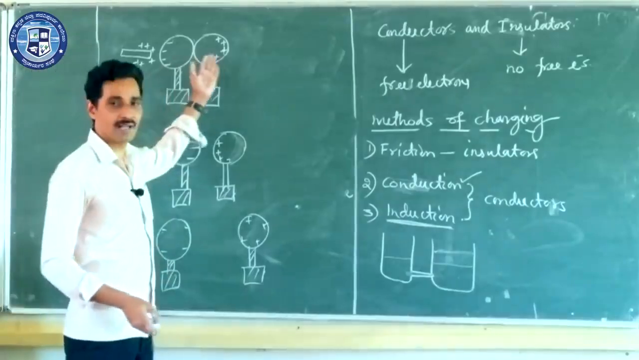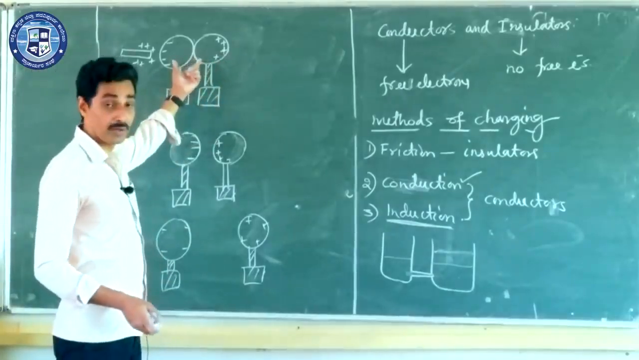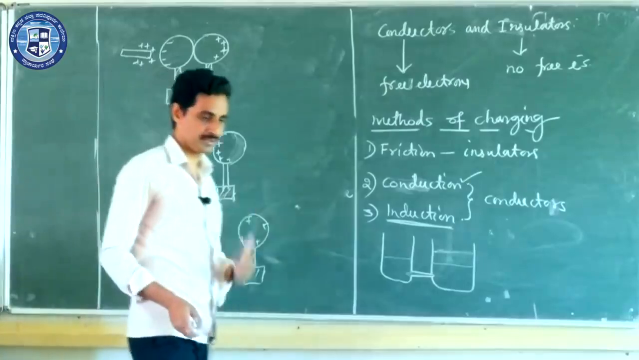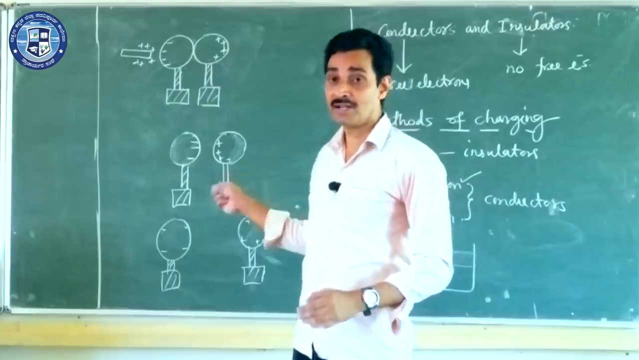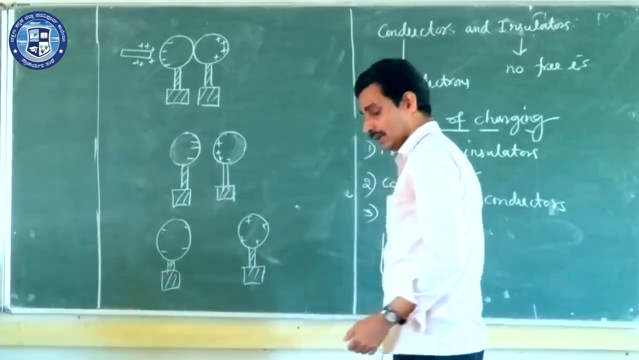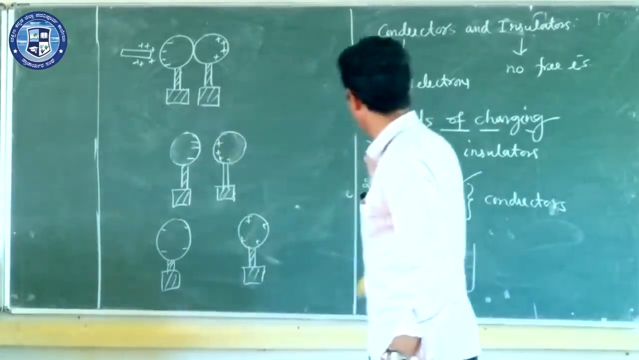Originally you see these bodies were neutral. Now both of them have been charged. So this is the process of induction, the method of charging a conductor using the third process called induction. So in between, these are the three methods.